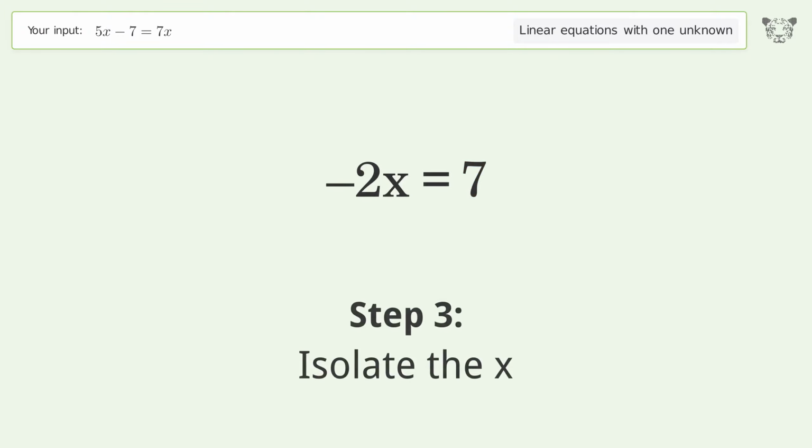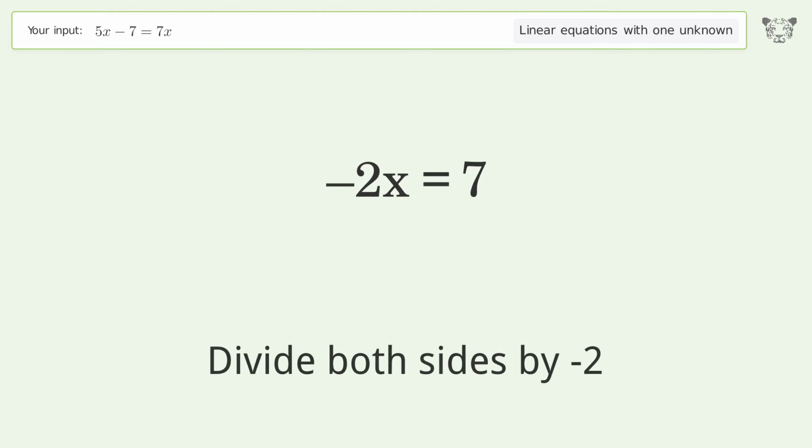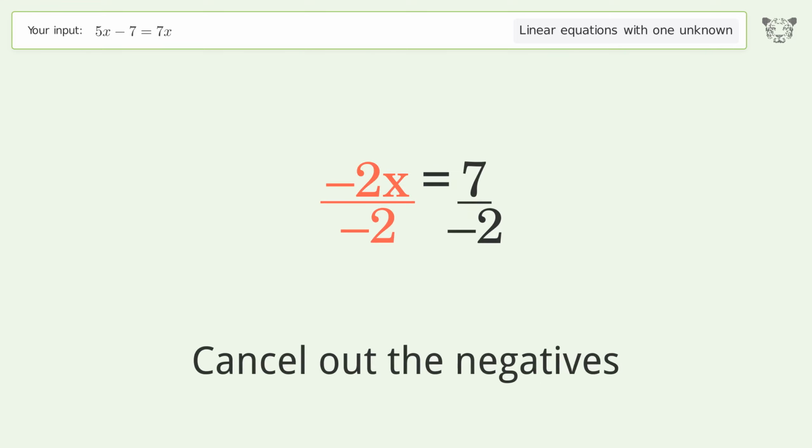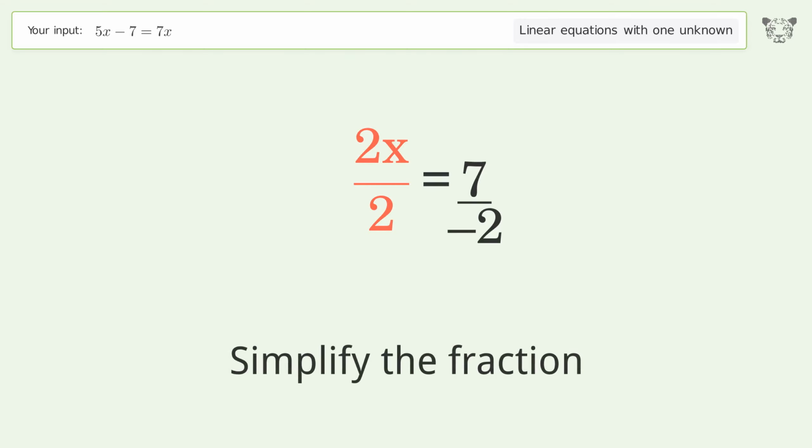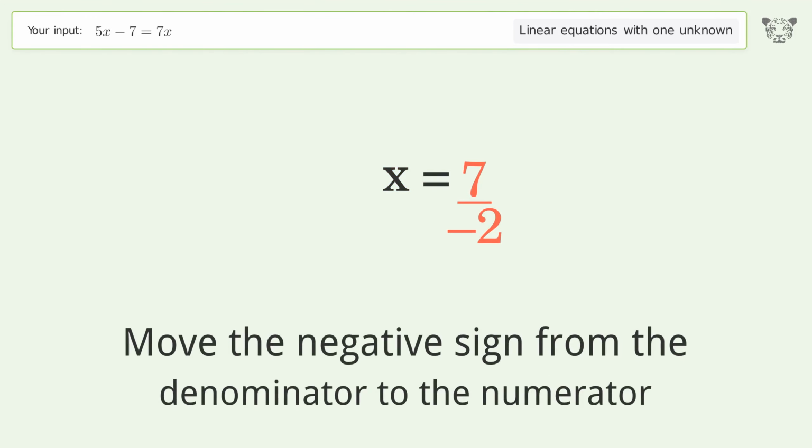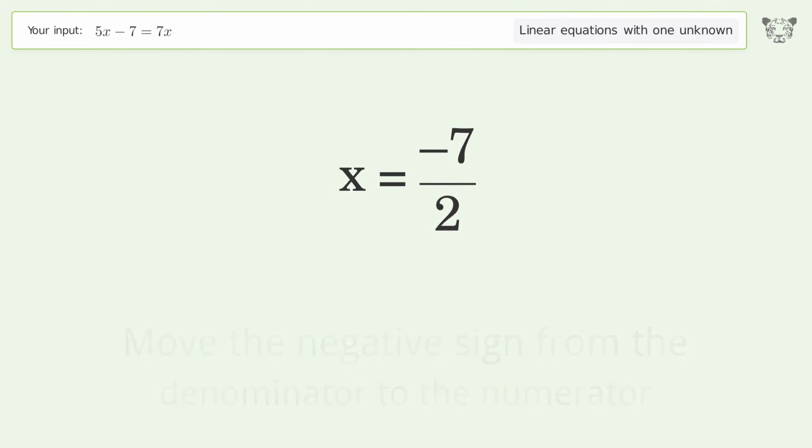Isolate the x. Divide both sides by -2. Cancel out the negatives. Simplify the fraction. Move the negative sign from the denominator to the numerator. And so the final result is x equals -7/2.